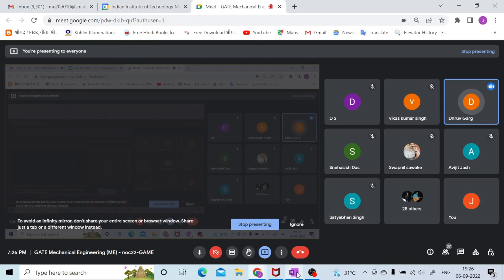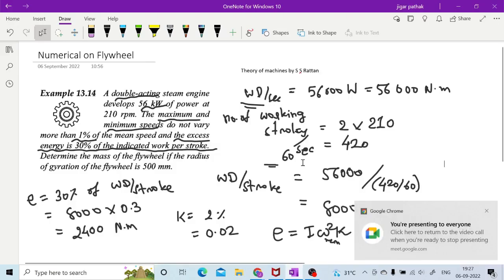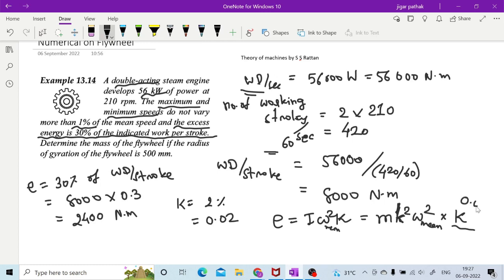Right now you have all the data with you, so can anyone calculate and tell me what the answer is? Please have your scientific calculator with you so that it will be easier for you to calculate. Right, so this K is 0.02 and this k is 0.5, the radius of gyration. So please calculate and tell me. Any one of you can unmute and answer what mass you are getting.